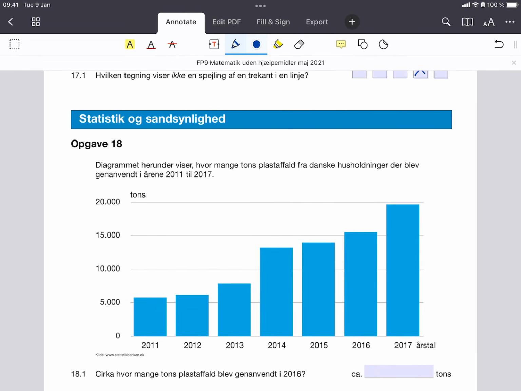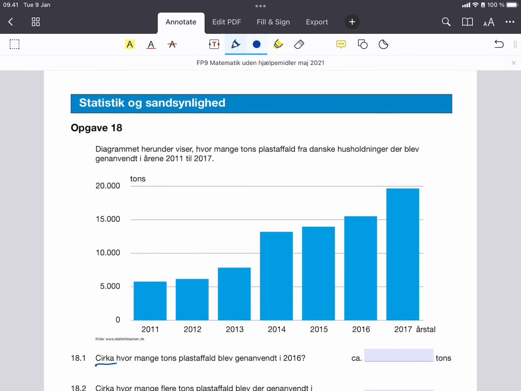So exercise 18. The diagram below shows how many tons of plastic waste from Danish households have been genanvendt. Is that recycled? Not sure. In the years 2011 to 2017. Question 18.1. How many tons in the year 2016? So that's just kind of reading off. So 15,000, a bit more than 15,000.